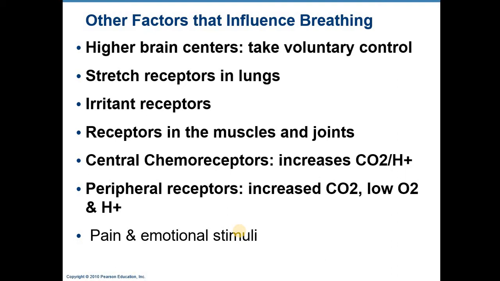Other factors that affect breathing: higher brain centers take voluntary control, like emotions and pain, which send a signal to cause your breathing to increase or decrease. Stretch receptors in the lungs can send a signal to control breathing. Irritant receptors, like accumulated mucus and inhaled debris, can stimulate your cough center and cause constriction. Your central chemoreceptors and peripheral receptors can also cause it. That's like your pH levels, which affect loading and unloading. Pain and emotional response, these all can affect your breathing.